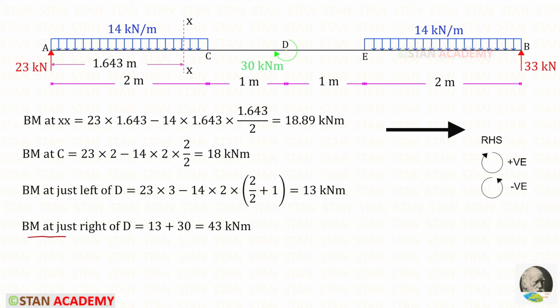To find the moment at just right of D, with this, we have to add this concentrated moment. It is acting in the clockwise direction, so it should be applied as positive. For the moment at just right of D, we will get 43.